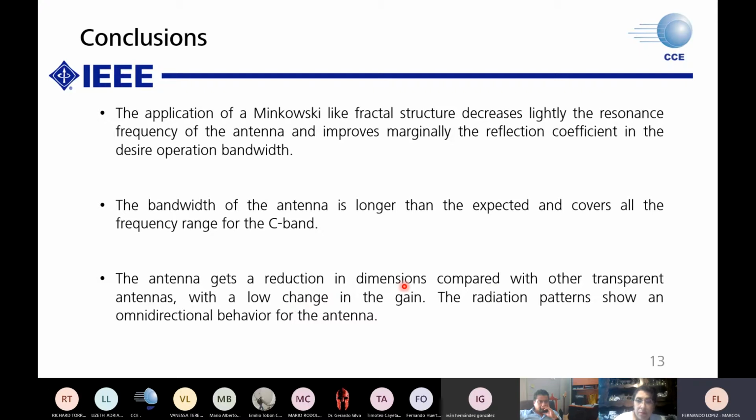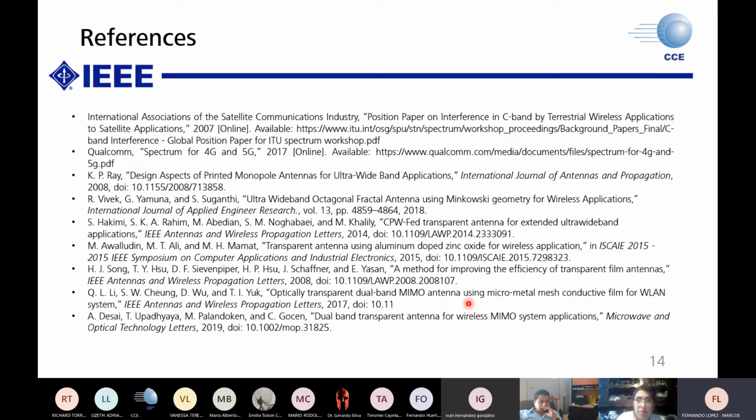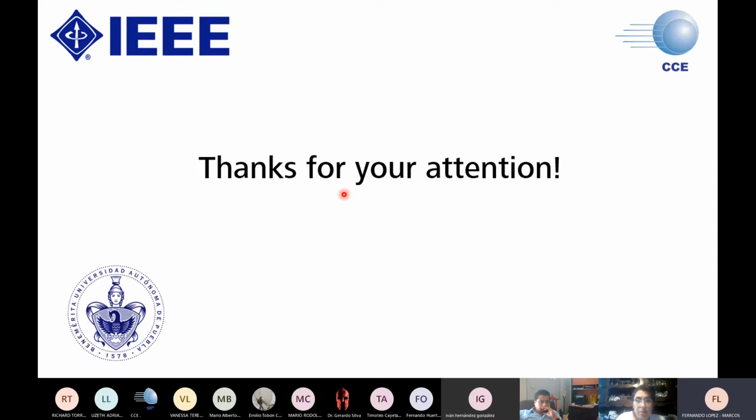The radiation patterns show an unidirectional behavior with a gain that is in the range of other works presented. Here are the references for this work, and this is it.